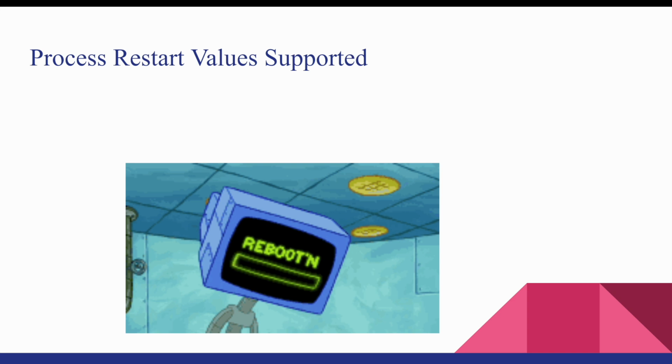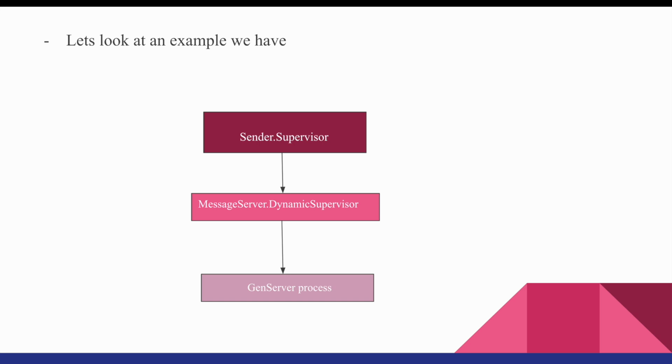One of the major features of a supervisor is to be able to restart a child process when it terminates. All along this series, we've been creating an application that is responsible for sending messages to the given phone number. In this application, we have the sender supervisor, which is the main supervisor that is started when the application is started. Then we have the message server dynamic supervisor, which is passed as a child of the sender supervisor.